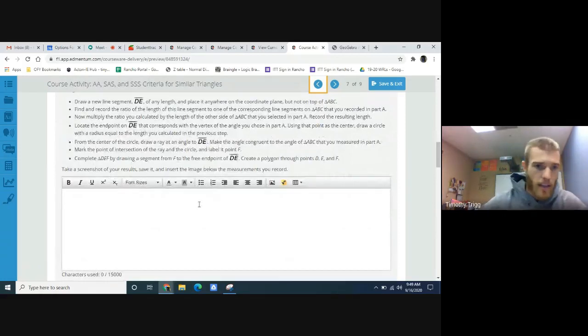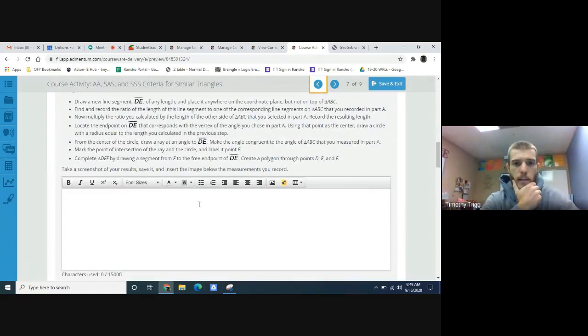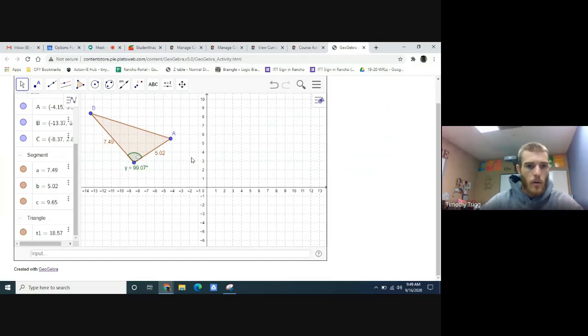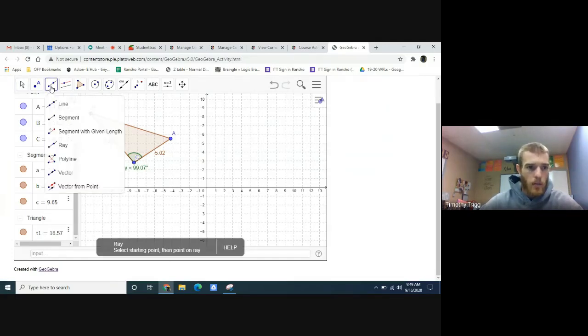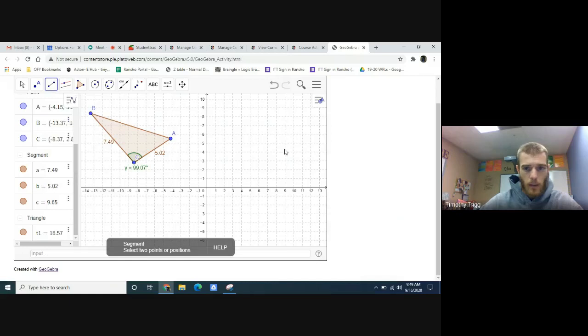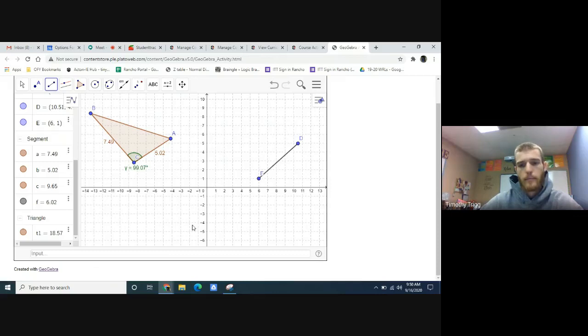All right. Draw a line segment DE of any length and place it anywhere in the coordinate plane, but not on top of triangle ABC. Find and record the ratio of the length of this line segment to one of the corresponding lines. So like we did before, I want you to go and click segment. We're going to click and click. Now notice I kind of made it going the same way as AC, but it's not exactly the same way. That way it's easier to see what corresponds to what.